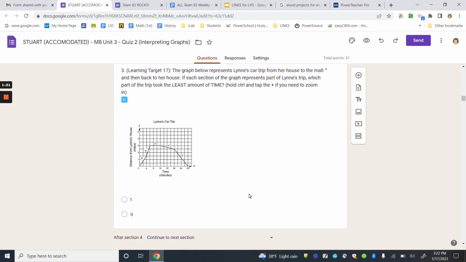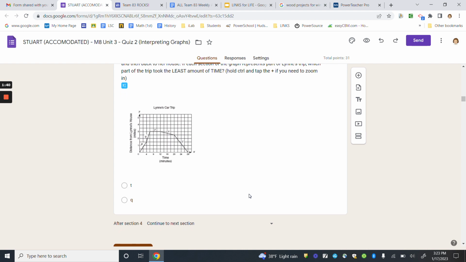Number 3, the graph below represents Lynn's car trip from her house to the mall and then back to her house. If each section of the graph represents part of Lynn's trip, which part of the trip took the least amount of time? Hold Control and tap the plus if you need to zoom in. So what part took the least amount of time? Was it section T or section Q? T is here, Q is towards the beginning.